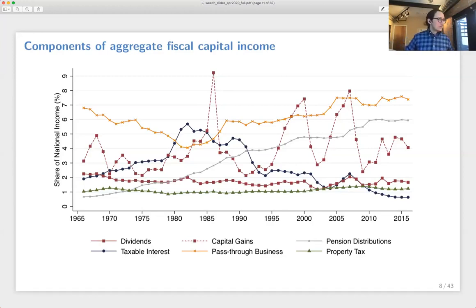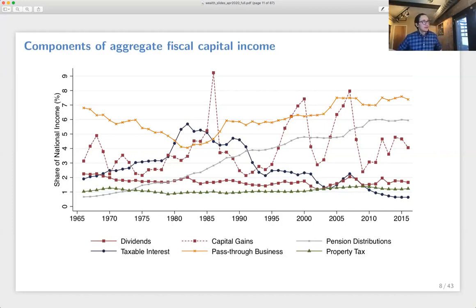Other series, some points to mention: pension distributions have gone up a lot, especially as the population has aged, and also, say, defined contribution pension plans have taken over in importance since the late 1970s.